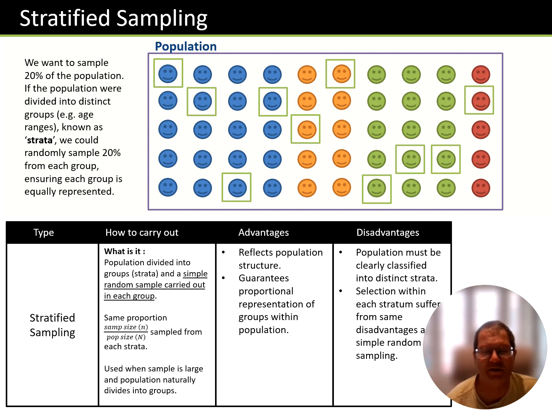10 divided by 50 is a 5th, so you want a 5th of the blue people, a 5th of the orange people, as I said before. And you use that when a sample is large and the population is naturally divided into groups. Of course, it will often depend what you're actually trying to find out.